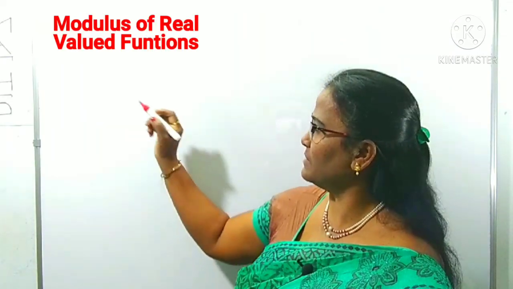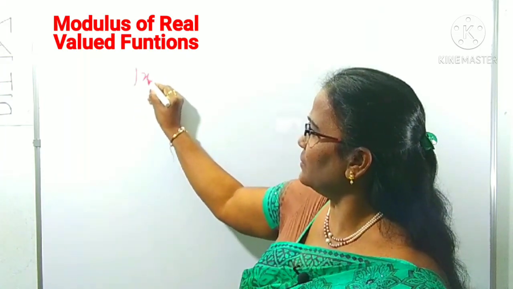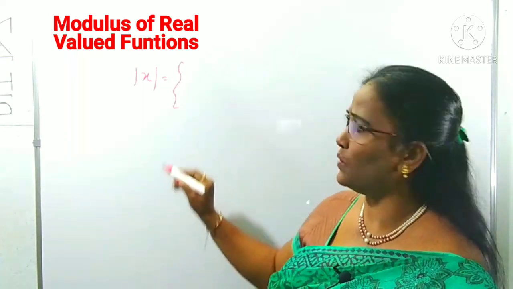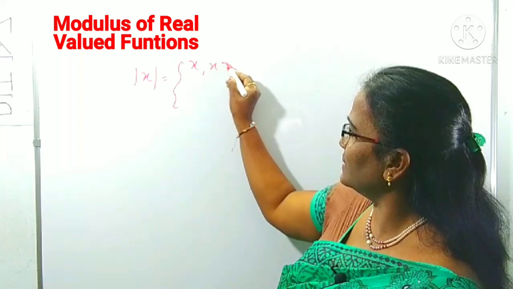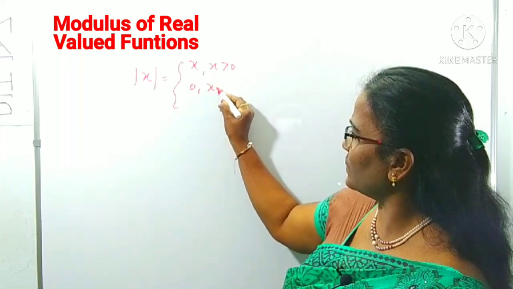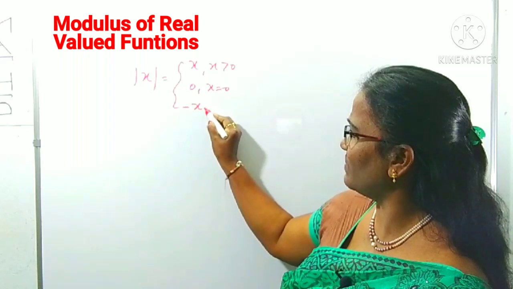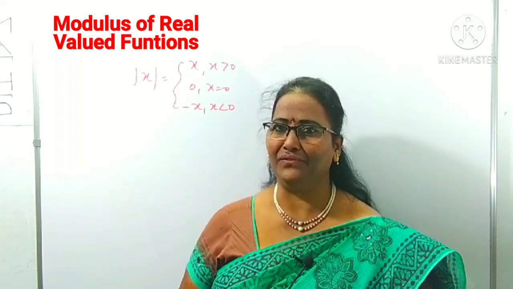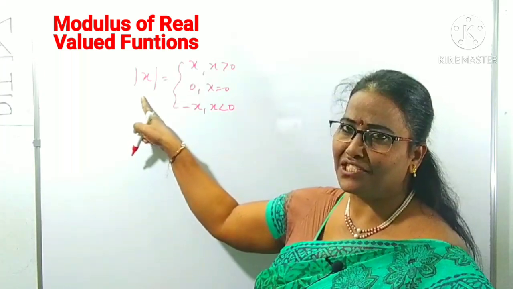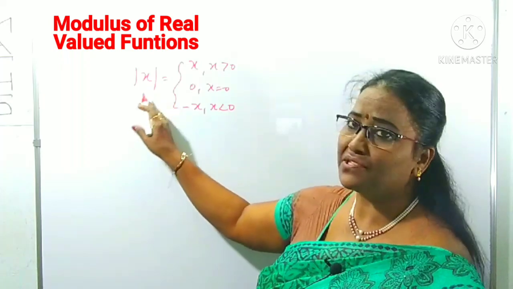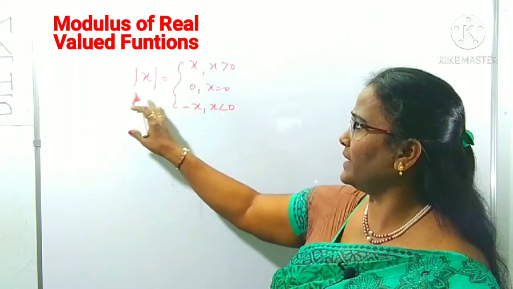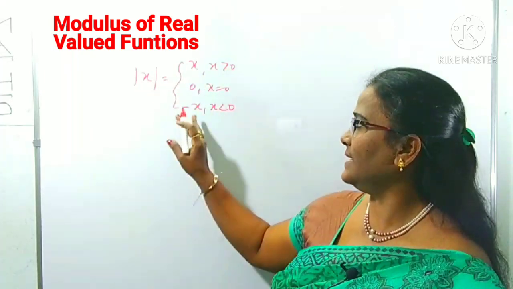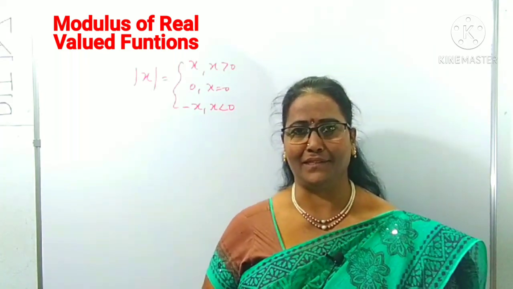Modulus of a real valued function, suppose it is denoted by mod x. Mod x is defined in 3 stages. One is x when x is greater than 0, is 0 when x is equal to 0, and it is minus x when x is less than 0. This is the definition of modulus of a real valued function, denoted by mod x. For every x belongs to R, it is true. Mod x is defined as x when x is greater than 0, 0 when x is equal to 0, and minus x when x is less than 0.